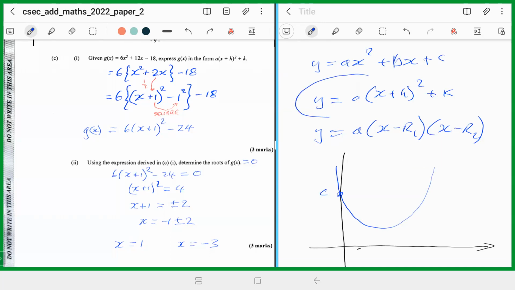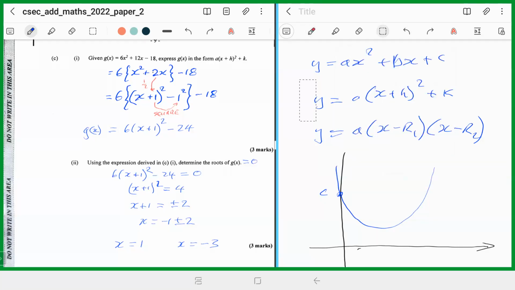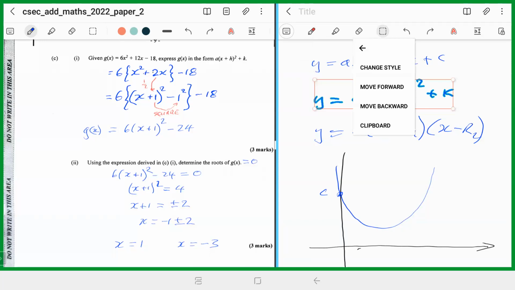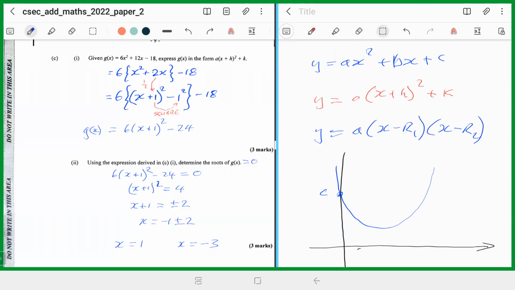This form, which is the vertex form, is called the vertex form because it tells you where the vertex is. Let me change the color of it. That vertex form tells you where this point is. That's what the second form in red tells us. It tells us where the turning point is.